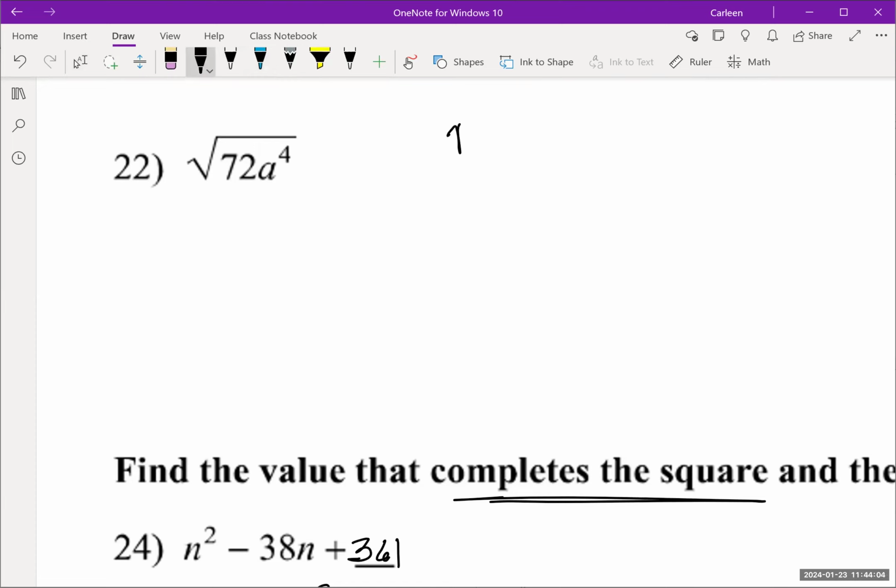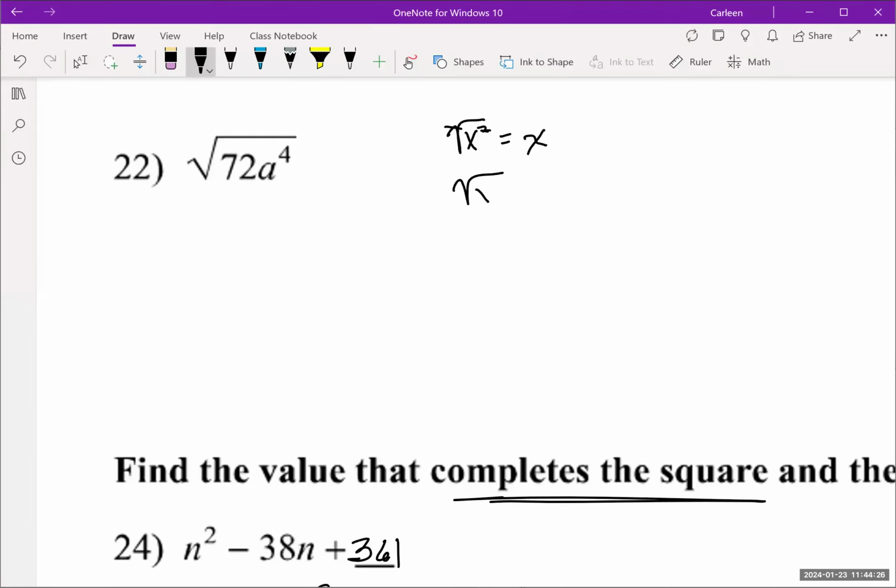Okay, first of all, we need to know, what is the square root of x squared? What happens with a square root and a squared? They cancel and it comes out as x. Technically, it comes out as the absolute value of x, but we're not going to worry about that.